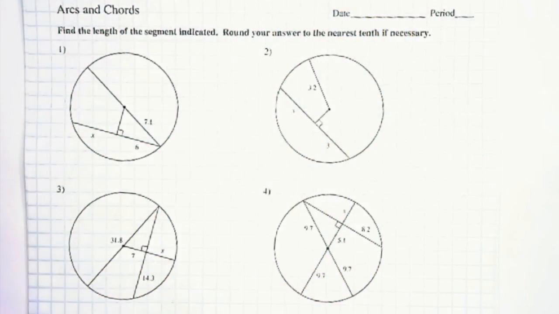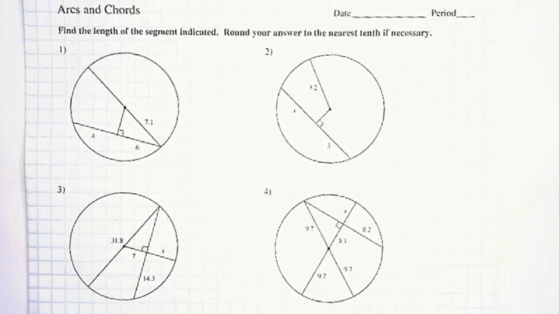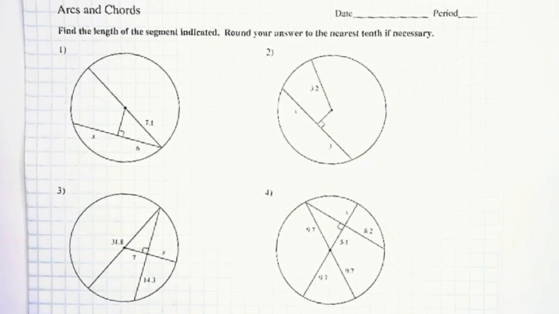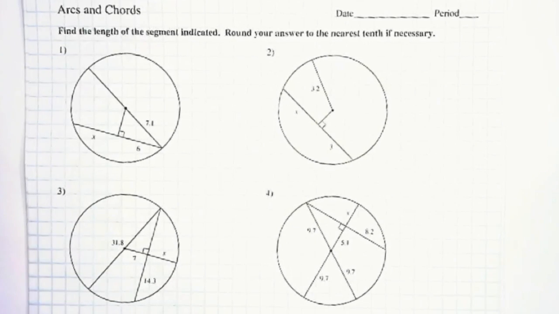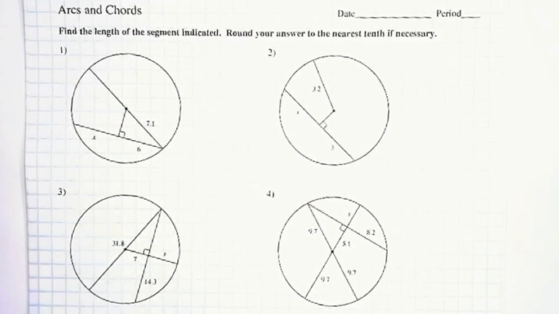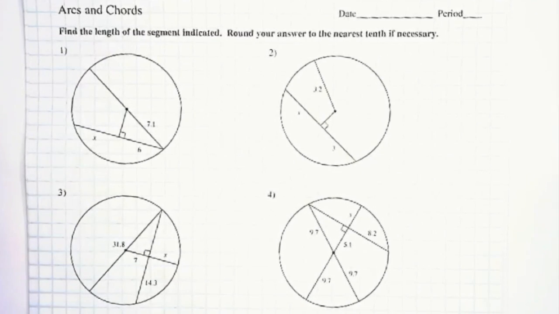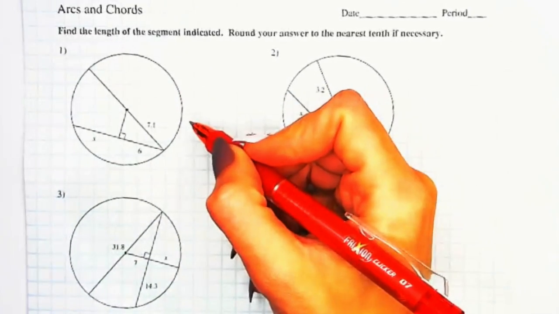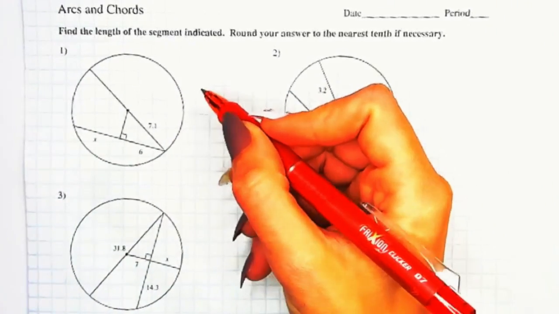Hey guys, so this lesson is going to be going over arcs and chords on circles. So we know a lot about circles from an earlier unit when we did area and circumference. We worked with segments, sectors, arc length, arc measure. And now we're going to look at arcs and chords and radii.